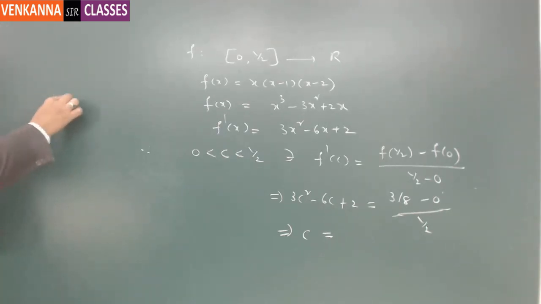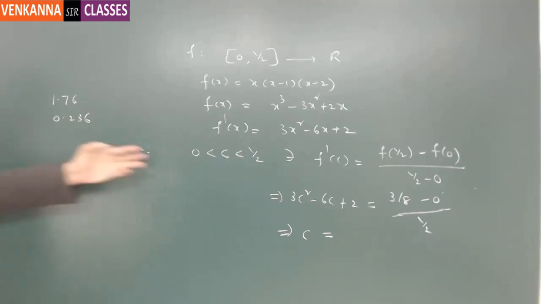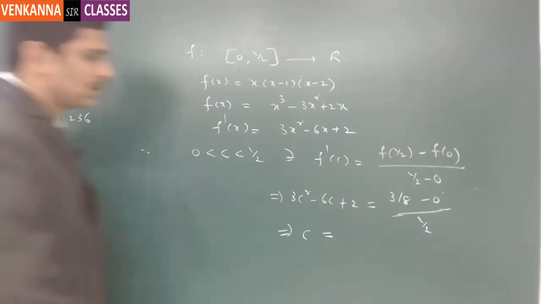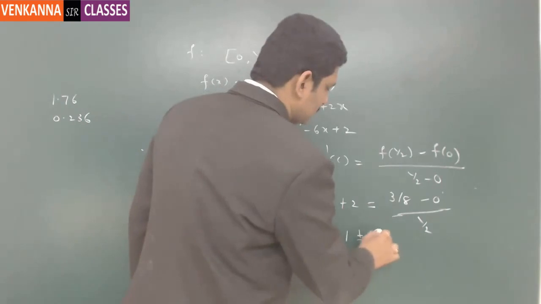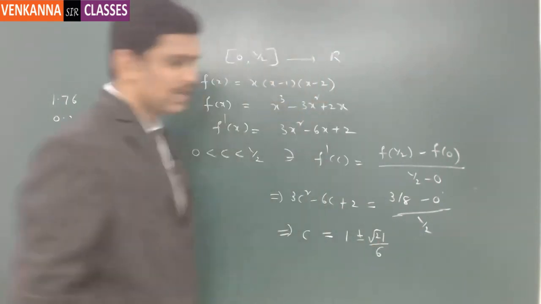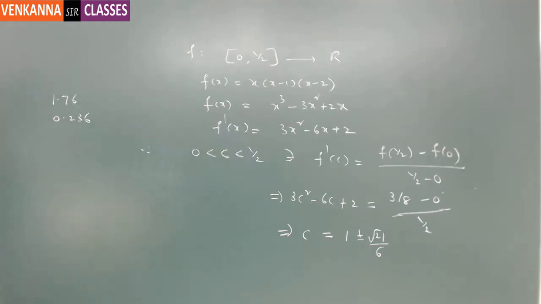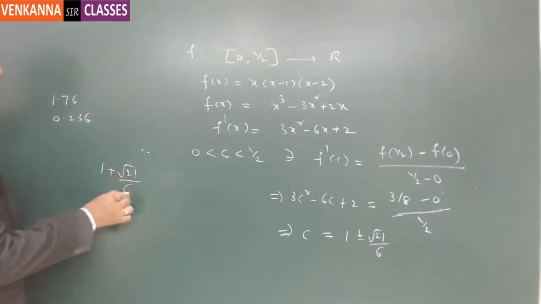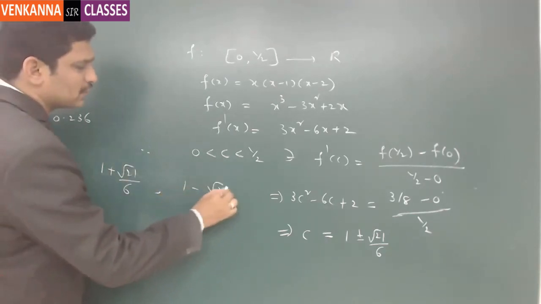1.76 and 0.236. Apart from this, if you consider the quadratic formula and the roots, you are going to get it as 1 plus or minus root 21 by 6. Am I correct in giving the value of C? All of you agree with this, the C value? So, for the quadratic equation, you have two possibilities, 1 plus root 21 by 6 and another one is 1 minus root 21 by 6.